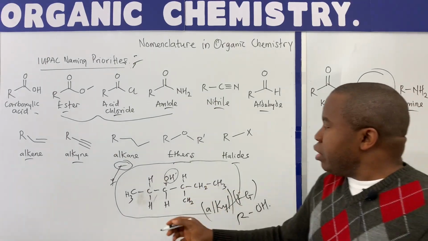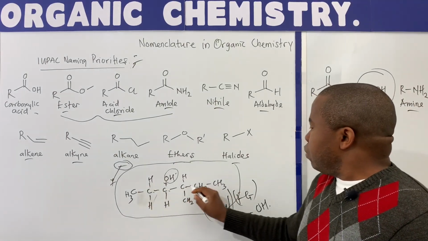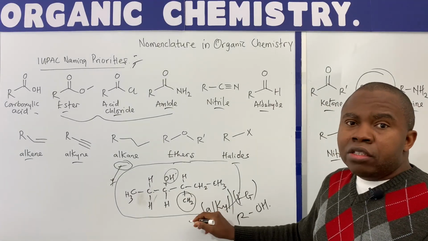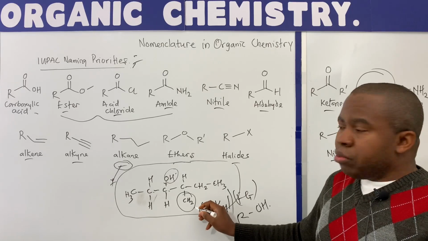So it's going to be 1, 2, 3, 4, 5, 6. So this is going to be a substituent. You're going to see more of why this is a substituent later on.